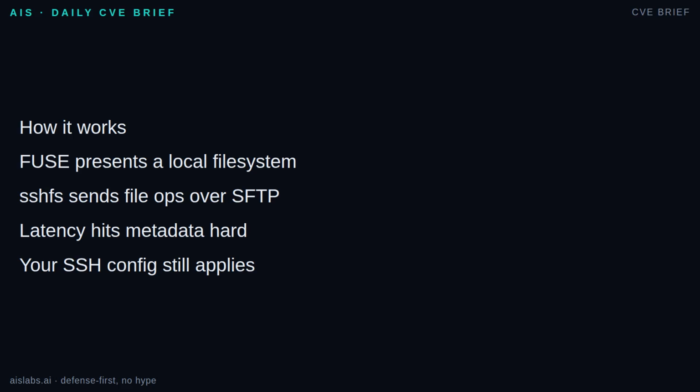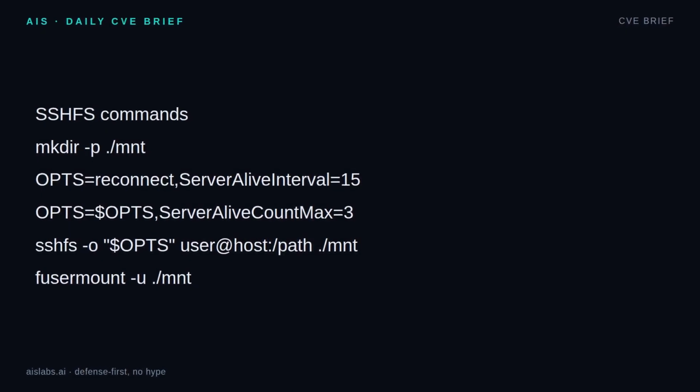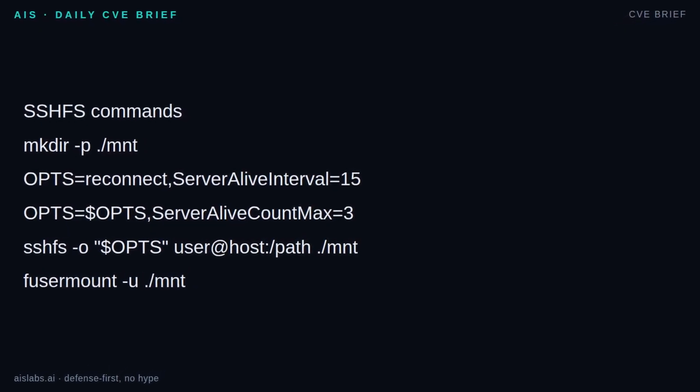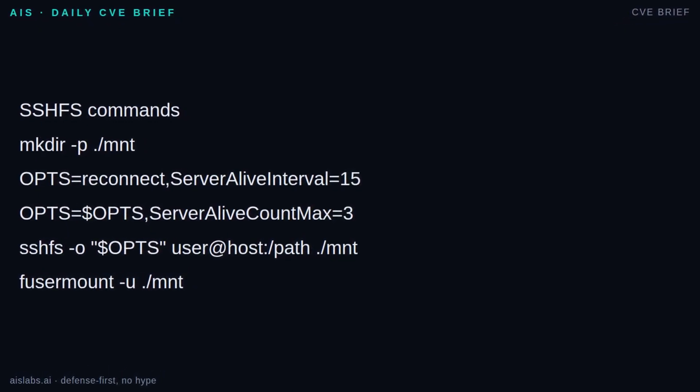Your normal SSH configuration still matters. Host aliases, identity file, user, port, proxy jump, and host key verification are all in play because SSHFS is still using SSH underneath. Walk the card line by line. First, create a local mount point. It is just an empty directory where the remote tree will appear.